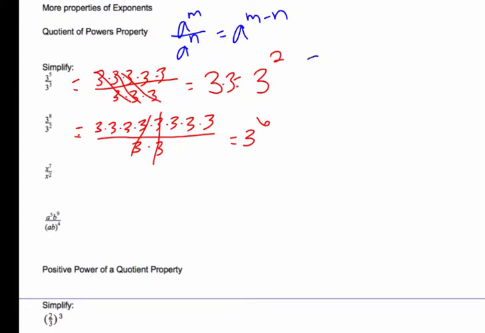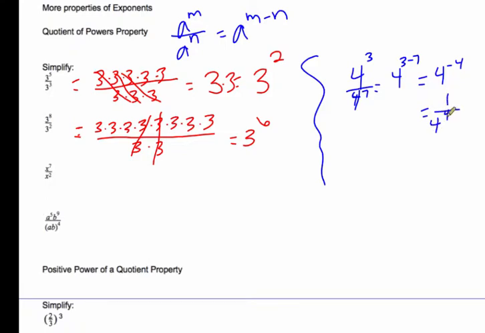Now, let me put another example over here for you. What if I had 4 to the 3rd over 4 to the 7th? Well, if I use the rule, that would be 4 to the 3 minus 7, and 3 minus 7 is negative 4. Well, what happens when I have a negative exponent? I cannot leave it like that. This is going to be, remember, 1 over 4 to the 4th. And if you wanted to, you could multiply that out. So if you get a negative exponent, you still just follow that rule and move that guy to the denominator and make the exponent positive.